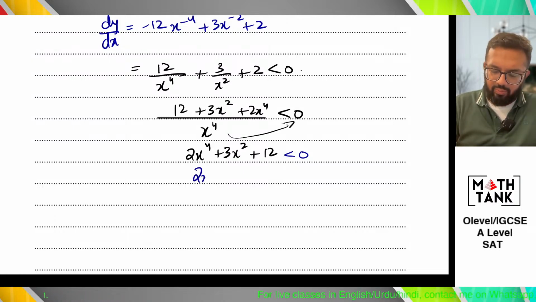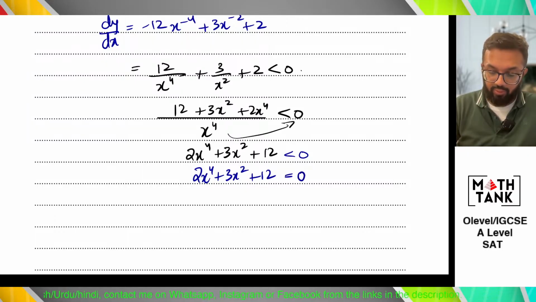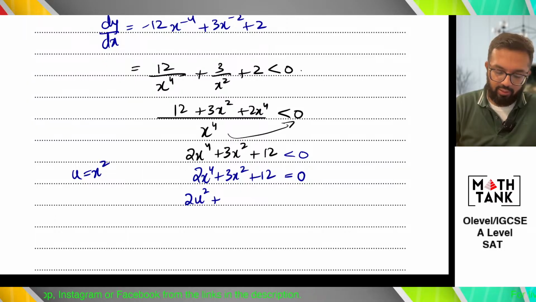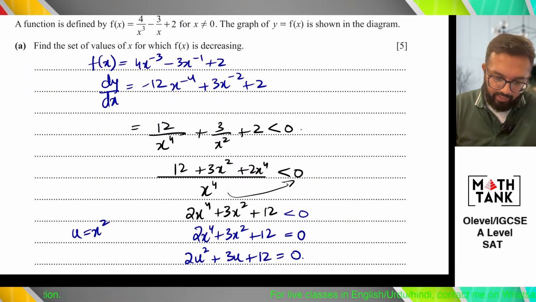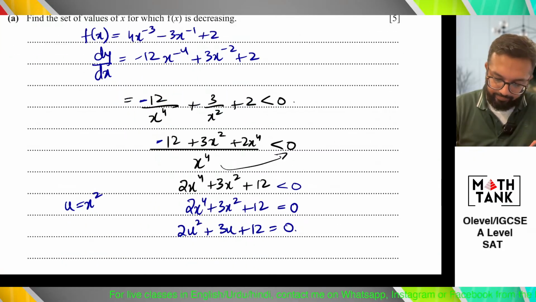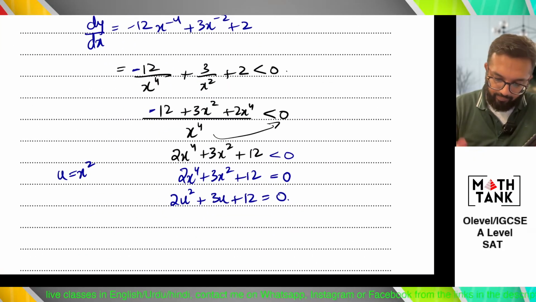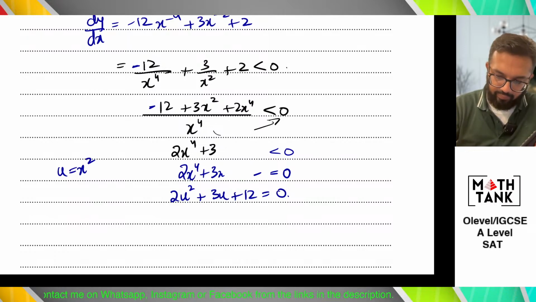In fact, I can just convert. Our first step is to convert it into an equation, right? So whenever you're solving an inequality, you can say 2u squared, where u is basically x squared, plus 3u plus 12 equals 0. Wasn't this minus 12? Okay, I've already messed up, so minus 12. So minus 12 everywhere.